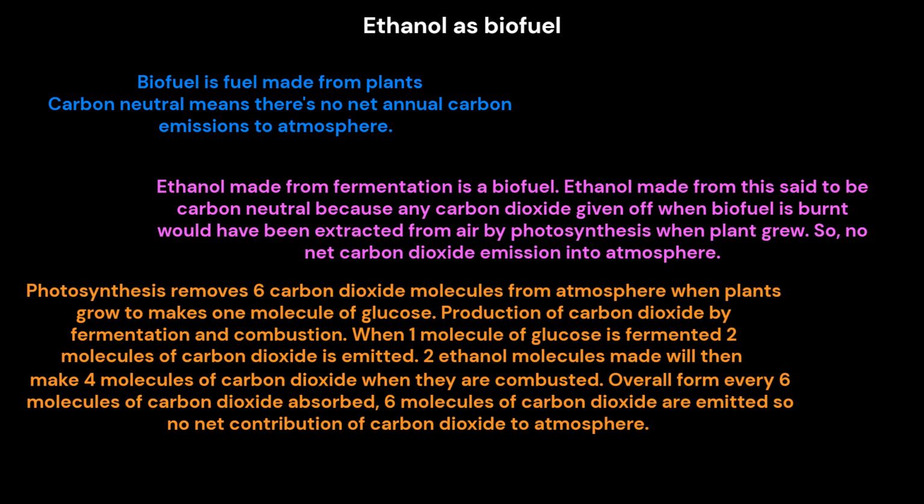Photosynthesis removes 6 carbon dioxide molecules from the atmosphere when plants grow to make 1 molecule of glucose. Production of carbon dioxide by fermentation and combustion: when 1 molecule of glucose is fermented, 2 molecules of carbon dioxide are emitted. The 2 ethanol molecules made will then make 4 molecules of carbon dioxide when they are combusted. Overall, for every 6 molecules of carbon dioxide absorbed, 6 molecules of carbon dioxide are emitted, so there is no net contribution of carbon dioxide to the atmosphere.